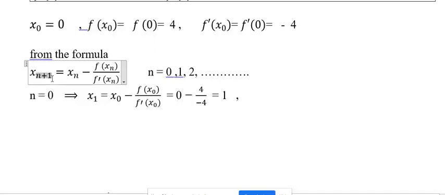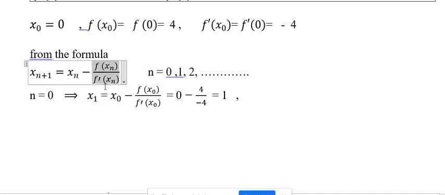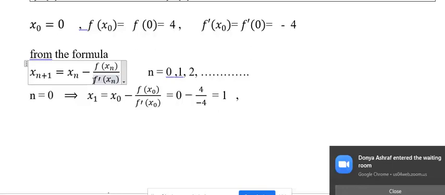Yeah, I can hear you now. What is the value of n equals 0? Now we have x1 in the left, and in the right xn. What is the value of n equals 0? X naught. So in the fraction here we have up f of xn. When n equals 0, it is f of x naught. And down here we have f dash of xn. When n equals 0, f dash of x naught. Now it is clear how we obtain the first.